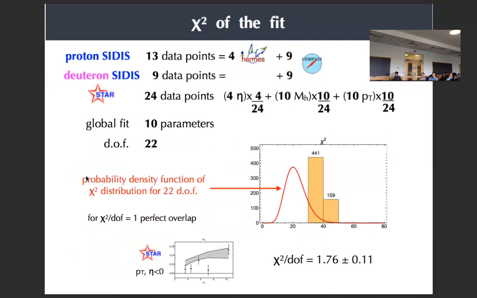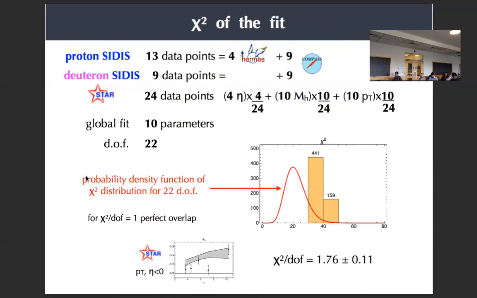Here you see the histograms of the 600 chi-squares, each chi-square for each replica, compared with the corresponding probability density function for the chi-square distribution with the same number of degrees of freedom. And you see that basically, if we had hypothetically a chi-square per degrees of freedom equal to 1, then the area under this red curve should perfectly overlap with the area covered by this histogram.